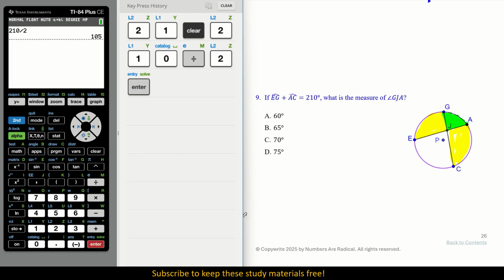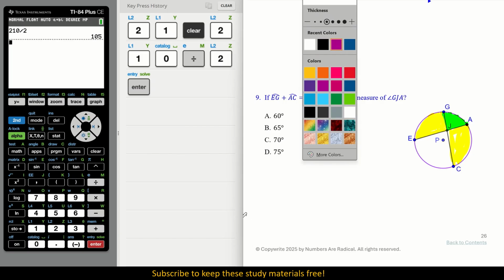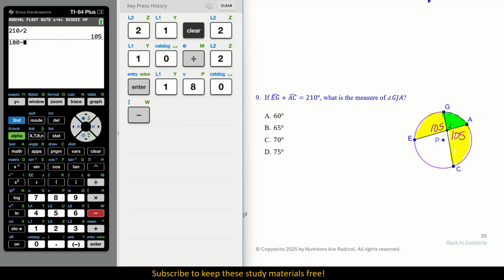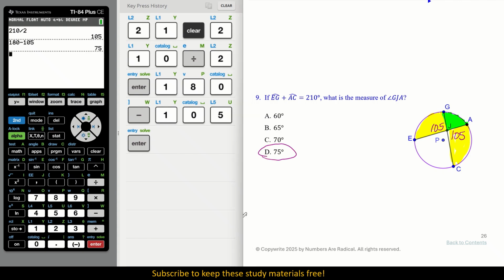Here, let me write that in. Let's change this color here. That means each of these is 105. Then by simple subtraction, 180 minus 105, we know we have 75. So J, the green, that arc or angle J, will be 75 degrees. This is the last question in this video.